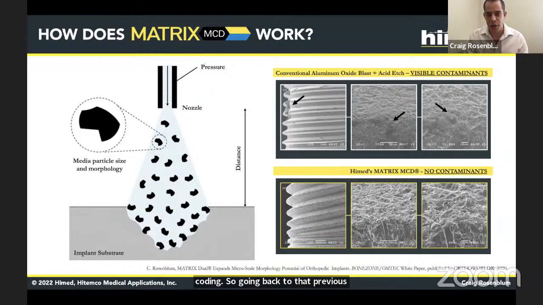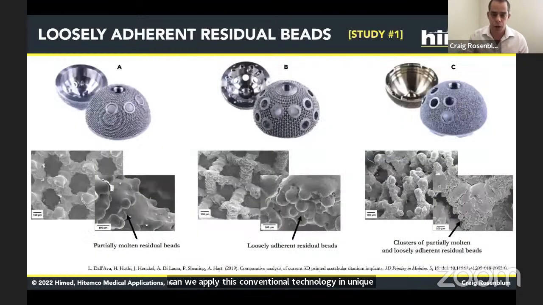the challenge that HiMed was tasked with as clients started to present us with 3D printed devices was how can we apply this conventional technology in unique manners. And the following 3 slides that I have here are a case-by-case study that show different applications and why someone might consider using MCD apatitic abrasive to enhance the surface and to perform a post-process following the 3D printed application.